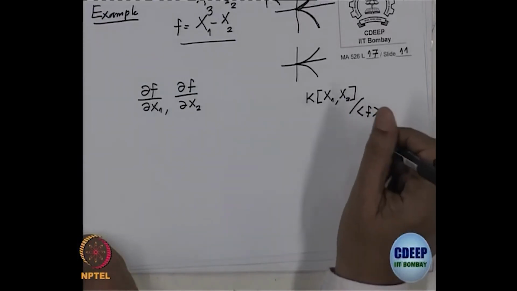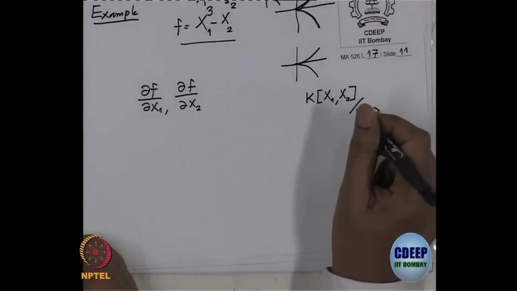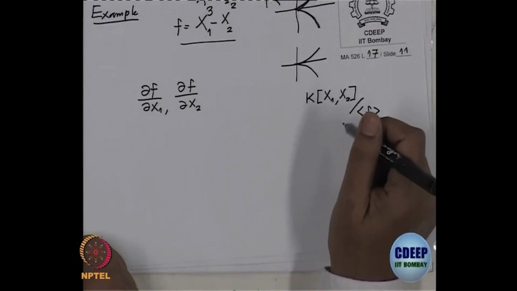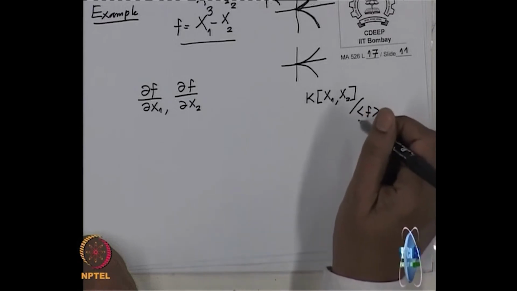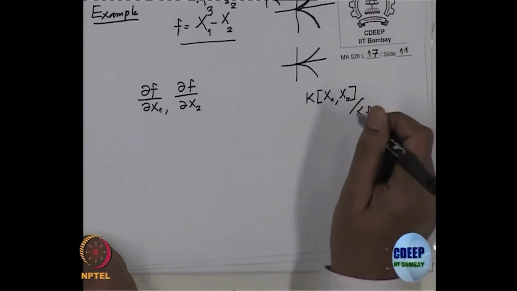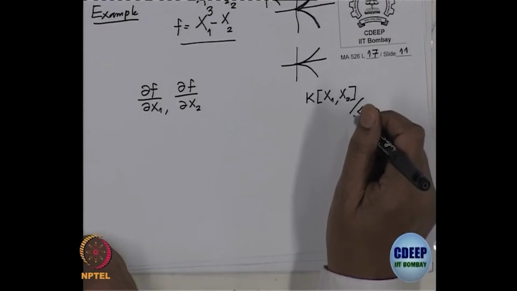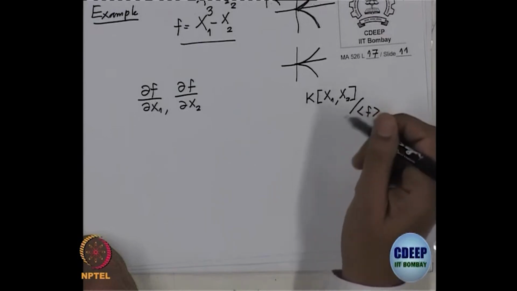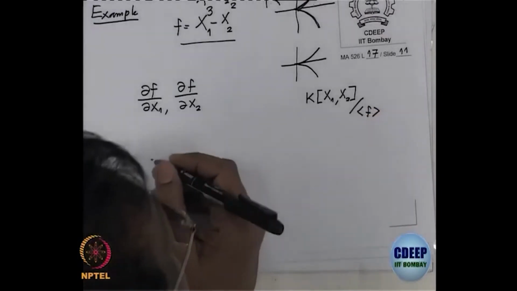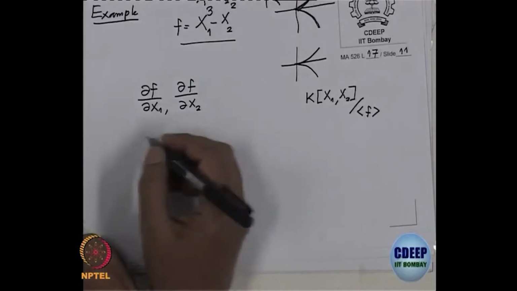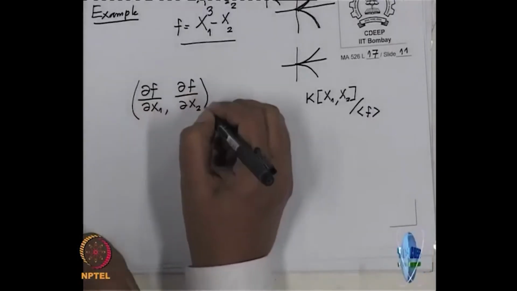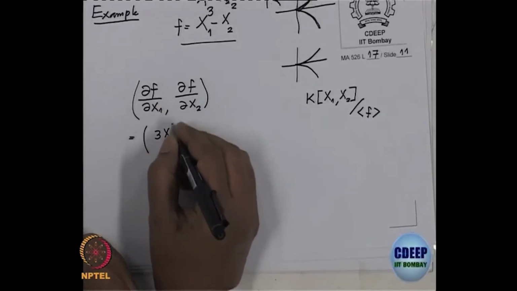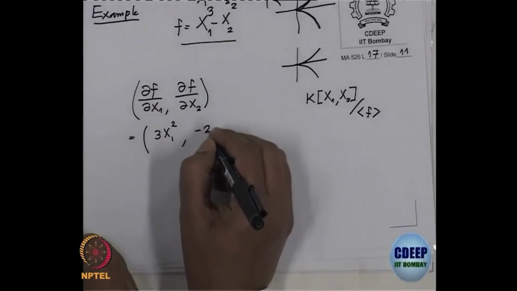In any case, this is one dimensional. Therefore, 0 is the prime ideal there, and the maximal ideals. There is no in between. Okay, so these partial derivatives are what? This is 3x1 square comma minus 2x2.